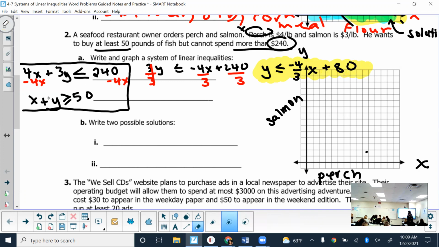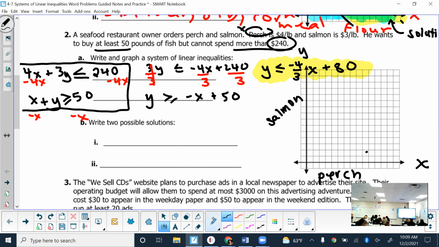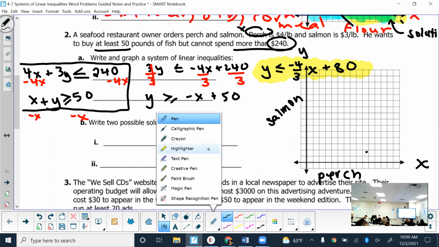All right, now rearrange the other one. How do you rearrange the other one? Subtract X on each side. And now Y is by itself. So the inequality is Y greater than or equal to what? Good. And then we're highlighting that one and graphing.